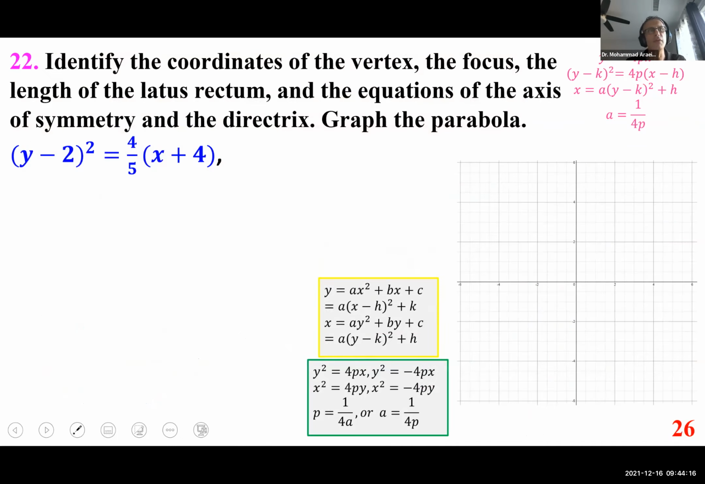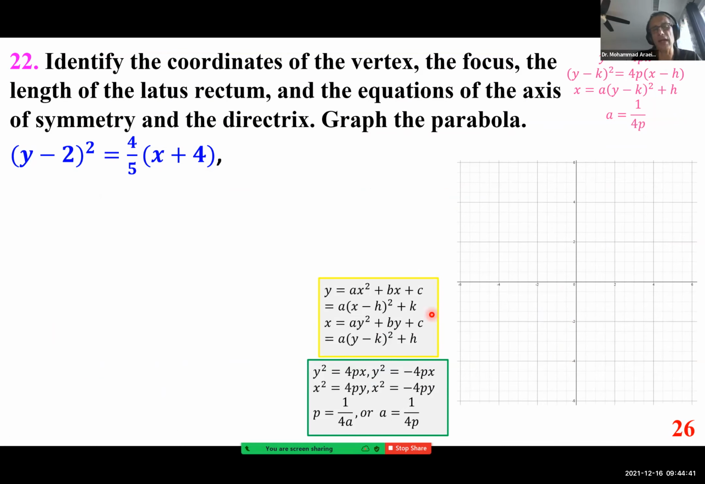I'm going to show you with a couple of examples. Could you read this question, please? Identify the coordinates of the vertex, the focus, the length of the latus rectum, and the equations of the axis of symmetry and the directrix. Graph the parabola. Perfect. If this is confusing, just write it in this format. Just go with the first format.